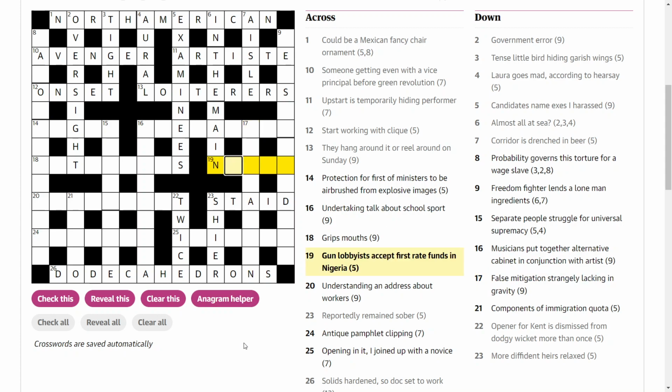Gun lobbyists, that's the NRA, accept first-rate funds in Nigeria. Funds in Nigeria. What's the Nigerian currency? I don't know. It's going to be something like that. A1 for first rate inside NRA. Go with that for now. Undertaking talk about school sport. No.